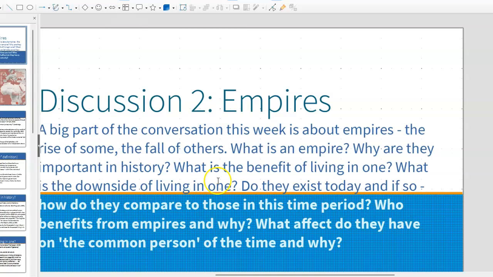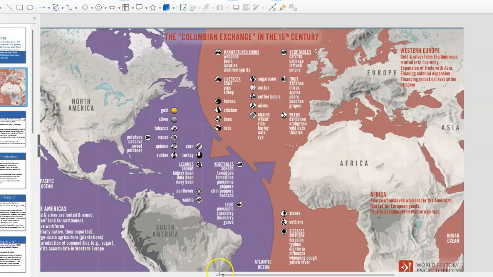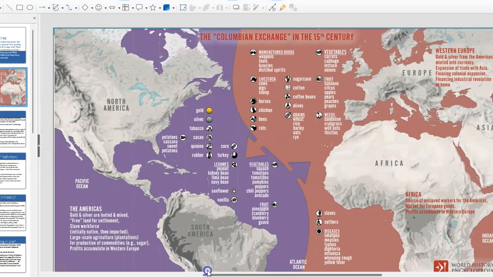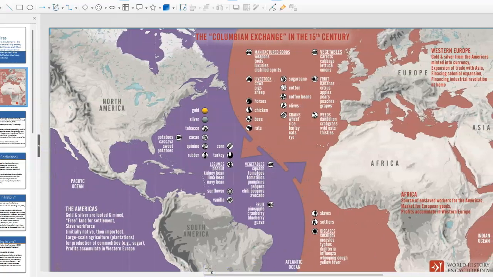Who benefits from empires and why? What effect do they have on the common person of the time and why? And when I say of the time, if you actually used your textbook, then all of those chapters had to do with empires that existed in the 1600s. This is a map that I love, the Columbian Exchange map of, well, they call it the 15th century. It's actually the 16th century because it's the 1500s.